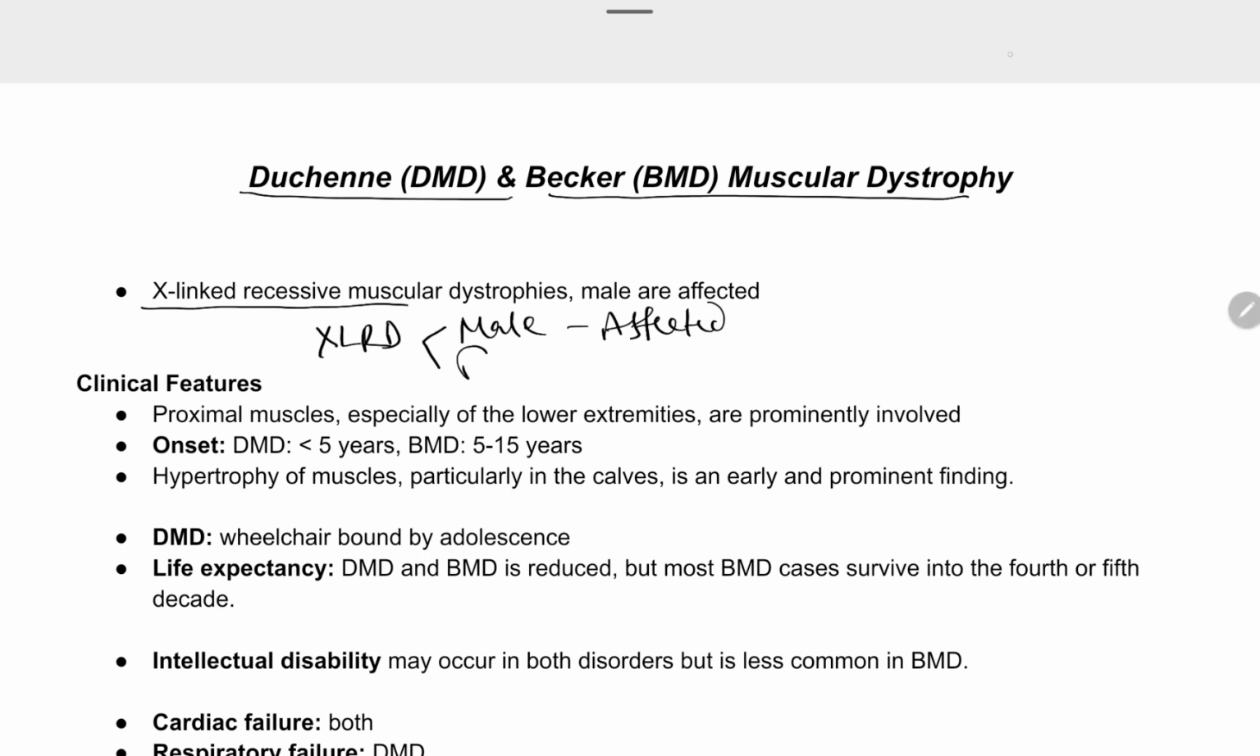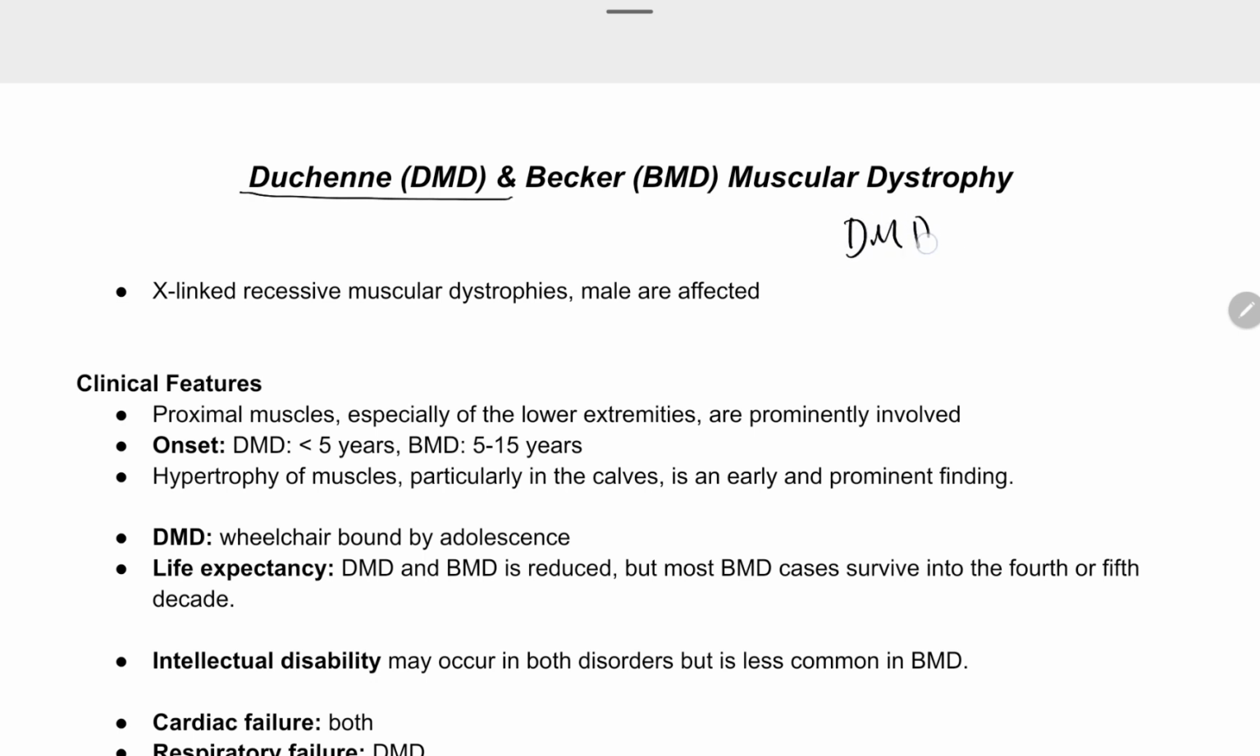Now we will talk about another point: DMD versus BMD. How can we differentiate them? At first, the onset. DMD onset is less than 5 years. That means the boy develops features of DMD within the age of 5 years, whereas the BMD boy develops the features of Becker's muscular dystrophy after the age of 5 years. It is actually 5 to 15 years.